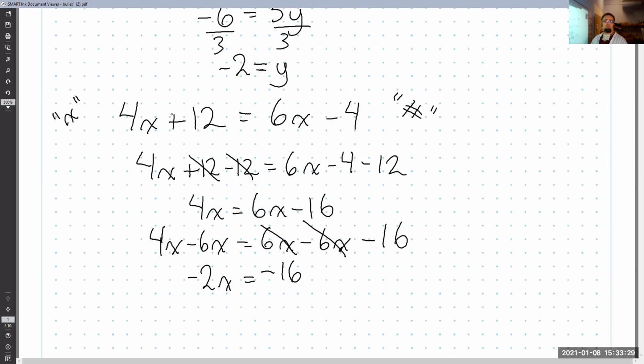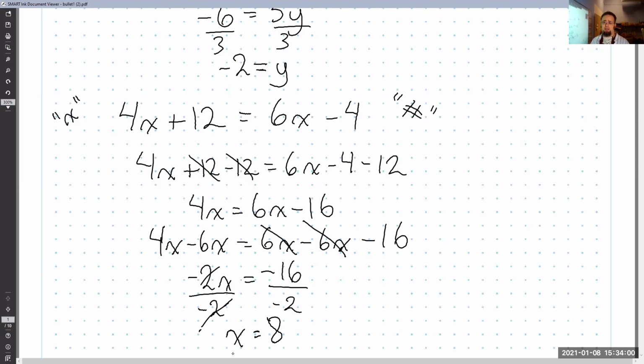And again, what do we do here? We have to do the opposite. So we have x multiplied by negative 2, so we are going to divide by negative 2. These cancel out. We get x equals negative 16 divided by negative 2. Two negatives give us a positive. x equals 8.